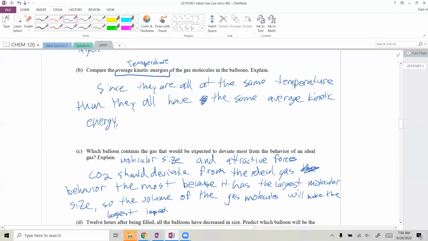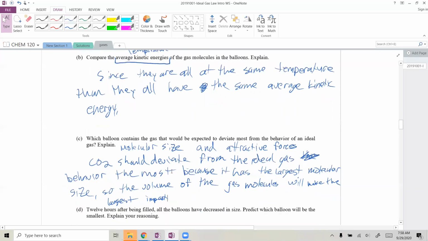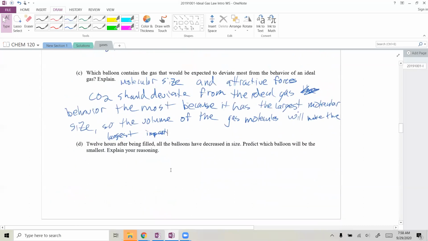Something like helium, which is our smallest one, it's got a molar mass of 4, is going to make our smallest deviation because it's not contributing as much volume to it. Now, looking at our next part, it says 12 hours after being filled, all the balloons have decreased in their size. And so that's definitely something we see. If you've ever had a helium balloon before, then it definitely decreases in its size as time passes.